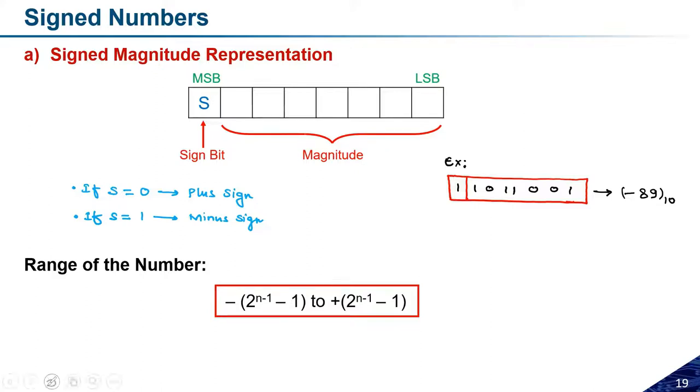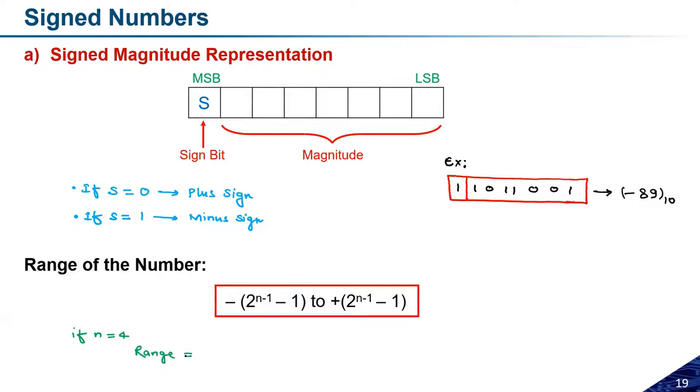Okay, so suppose, let us assume n is equal to 4, and I am considering 4-bit information. In this case, what is the range?